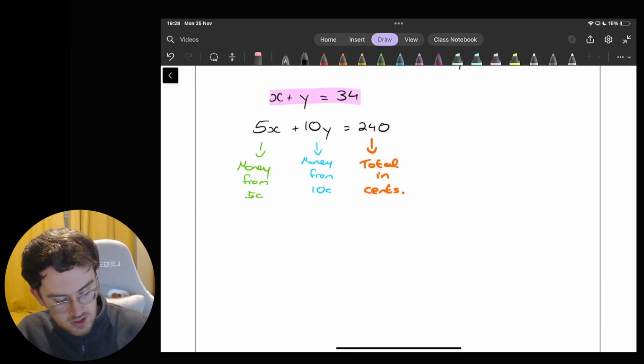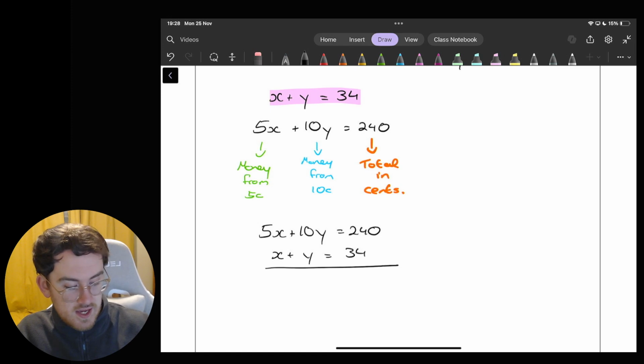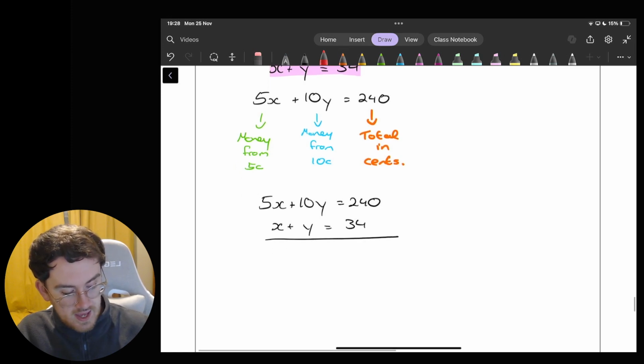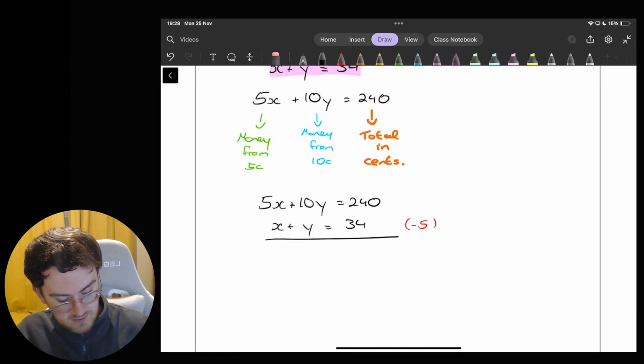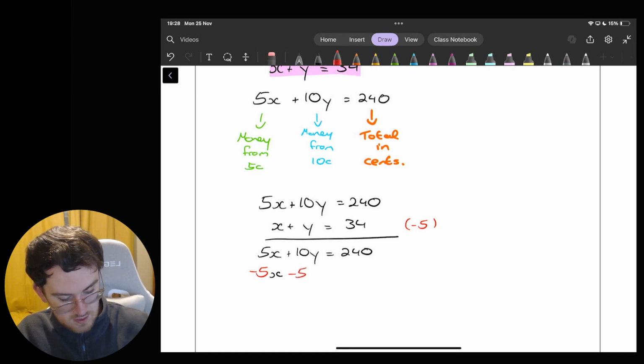So I have my two equations now: 5x plus 10y equals 240, and then x plus y equals 34. Either letter will work for us here. I'm going to go with x, so I'll multiply the bottom equation by minus 5. I need to have the same amount of 5, and negative because of different signs. So multiplying by minus 5: minus 5x minus 5y equals minus 170.